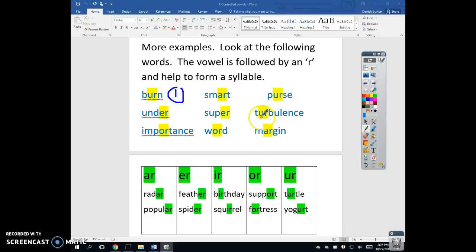Like the word turbulence, how many vowels do we hear or see? And this is the same. 3. So in the word turbulence, how many parts should be to that word? 3. Turbulence. So if there are 3 parts, that there are 3 syllables. So you're just helping them to understand how to break words apart.